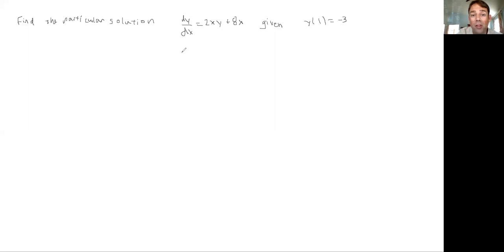All right, so if I'm looking at that right side, I can factor it out. So dy/dx, I can factor out a 2x there, it looks like, to get y plus 4. So that y plus 4, I can move to the other side. So 1 over y plus 4 dy equals 2x dx. We're going to integrate both sides.